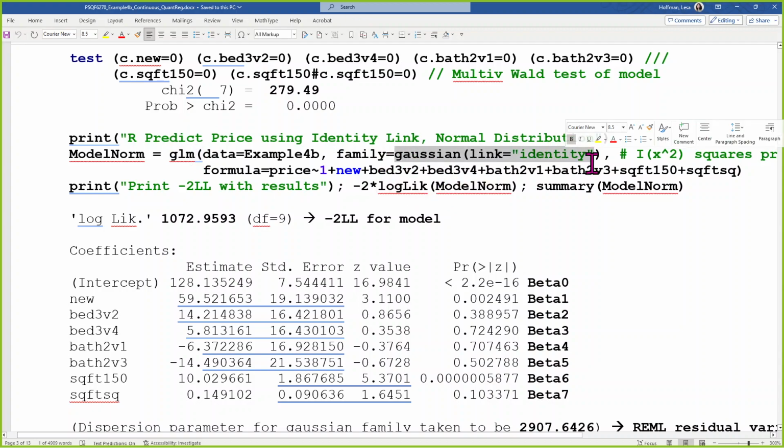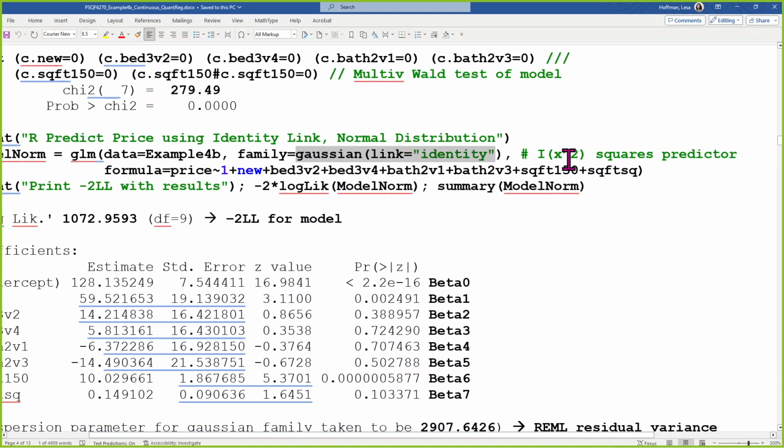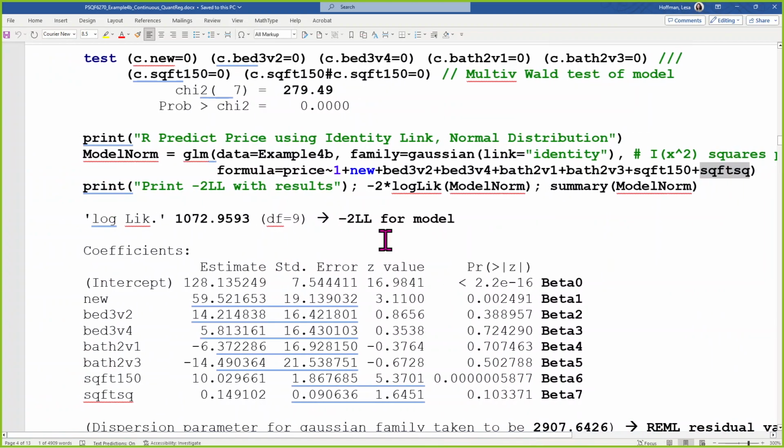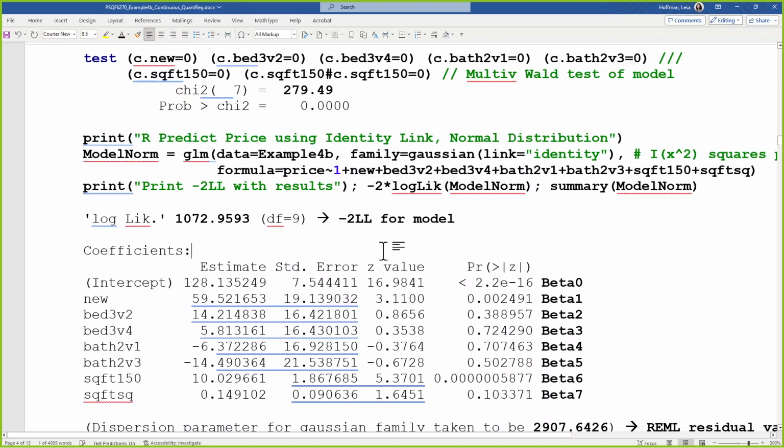Gaussian, link equals identity. By the way, to do a squared predictor, this is how you would do it in R. It got mad at me in some of my lincom type things, and so I just wrote it out as the squared version myself. And I don't know why new is blue. It's new! I don't know. There we go. That's better.